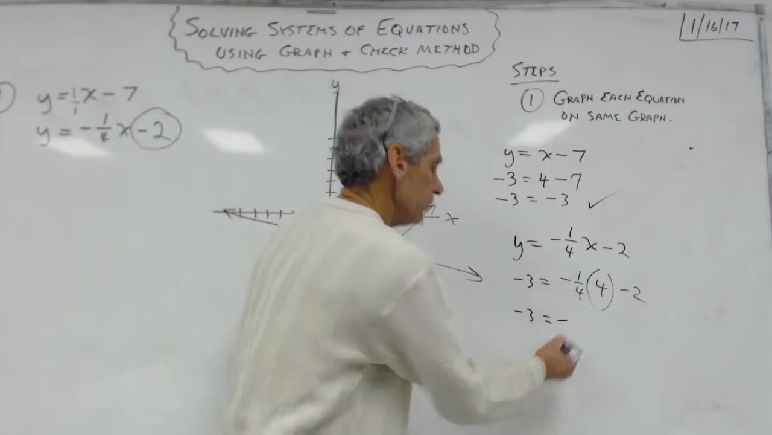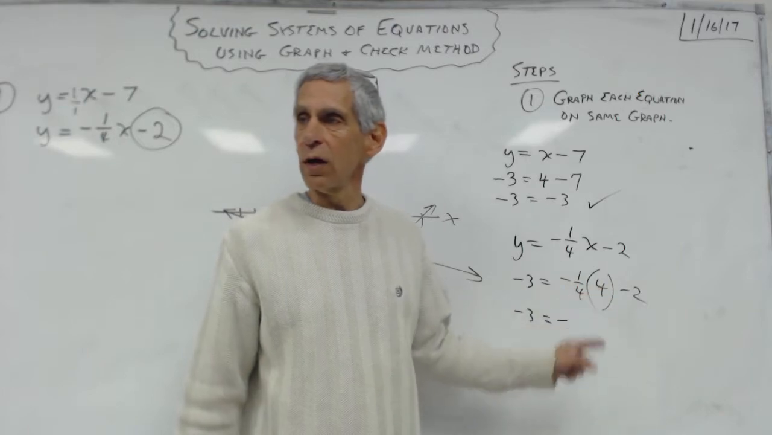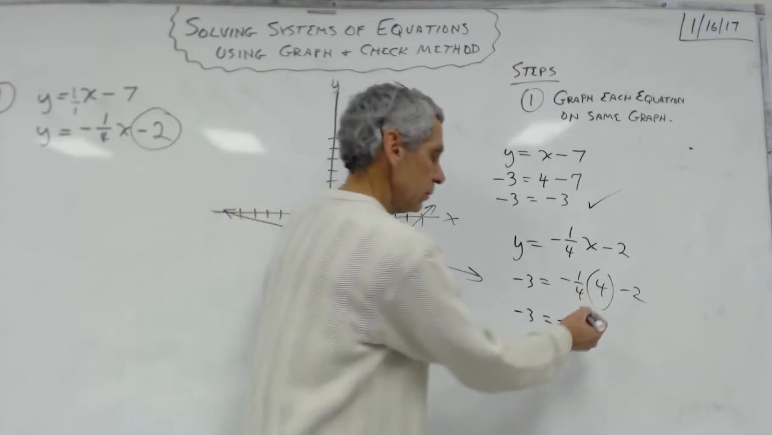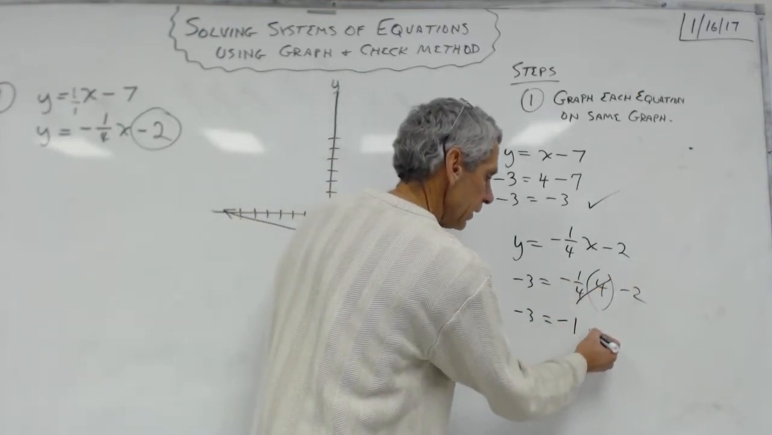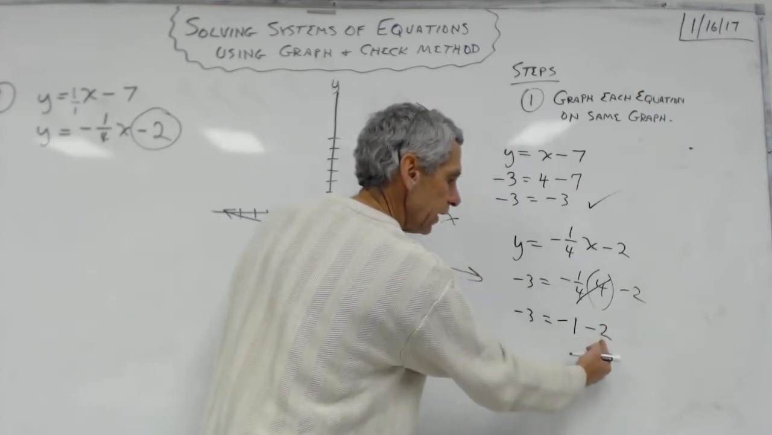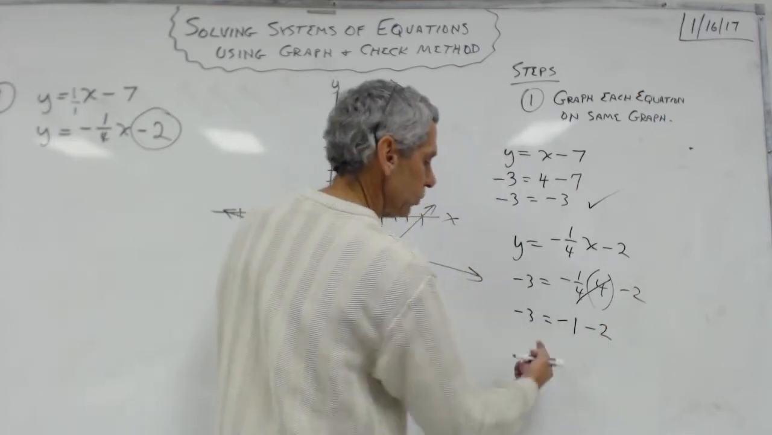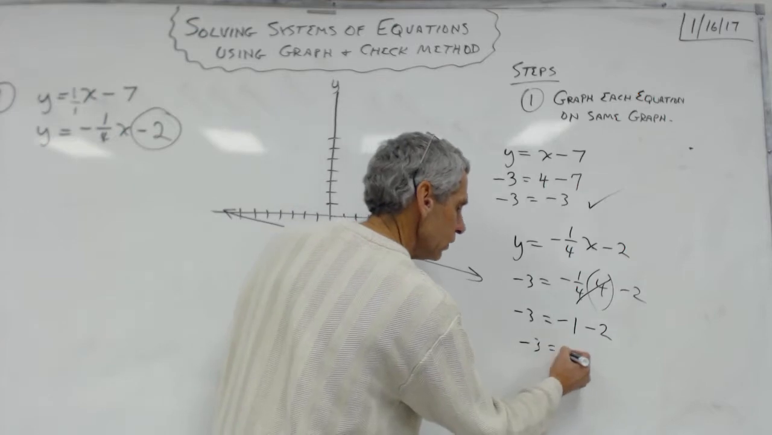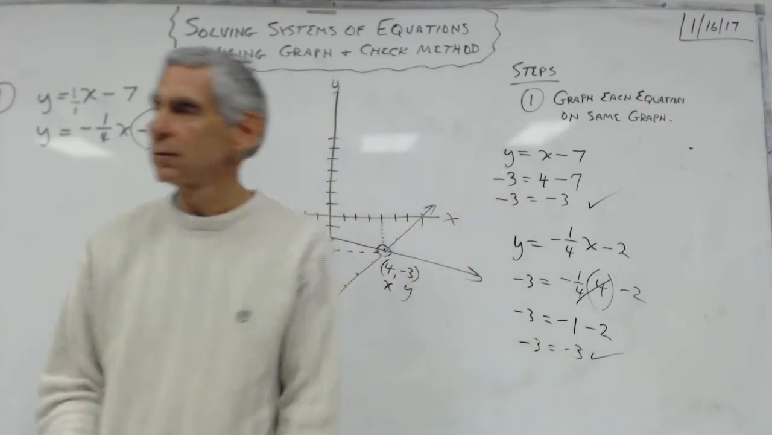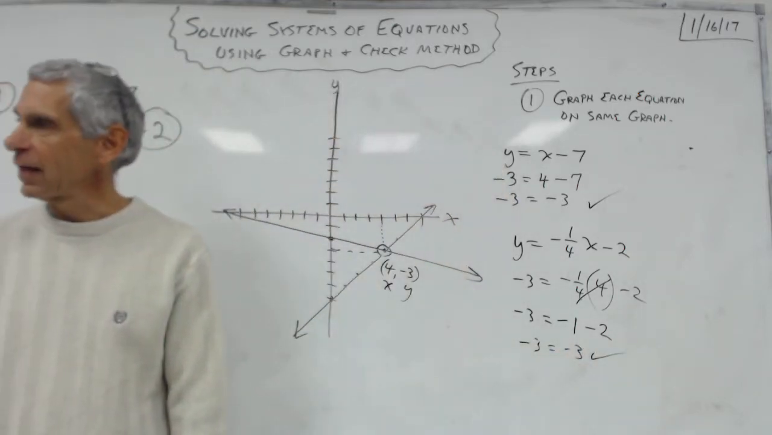All right, so negative 3 is equal to, well, I know negative times positive is negative. So I know it's going to be negative. And then 1/4 times 4, it's going to be negative 1, right? Those cross out, so it's 1, and then minus 2. Negative 1 and negative 2 is negative 3. So negative 3 is equal to negative 3. It checks. All right? Does that make sense?